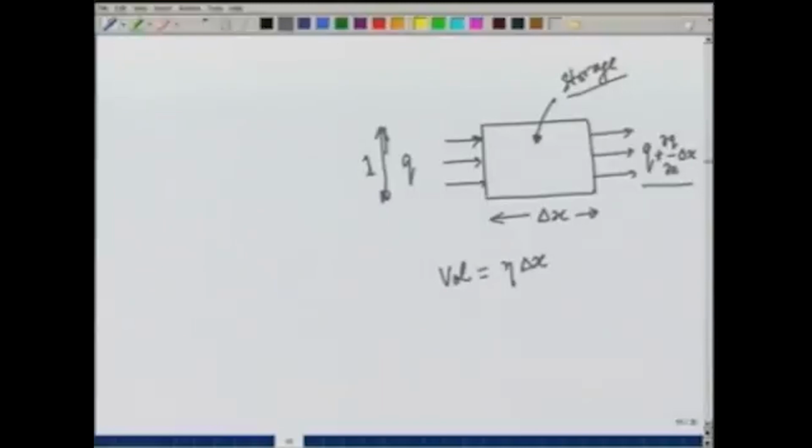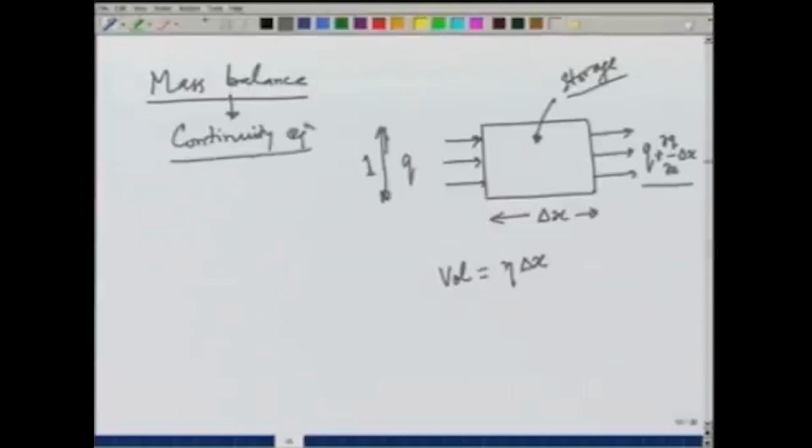Now, if this mass balance has to be satisfied, it leads to the continuity equation, which says that net inflow equals change of storage.